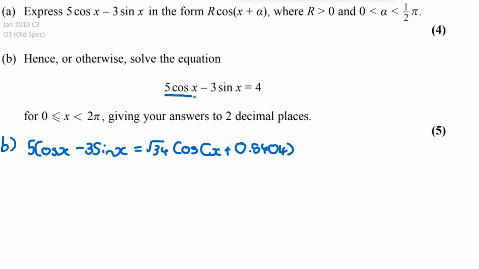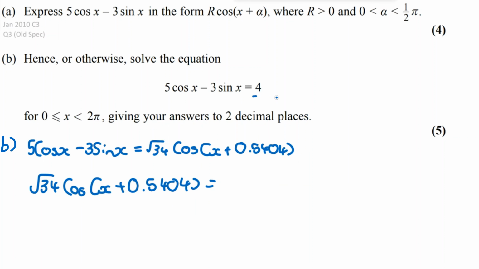So what we're going to do is sub out 5 cos of x minus 3 sin of x for what we made in part A, the root 34 cos of x plus 0.5404. So this here is going to be subbed out for root 34 cos of x plus 0.5404, and now this is equal to 4. So we've made the substitution, and this we do know how to solve. We talked about this in year 1, in the harder trigonometric equations videos, so go back to those if you need to.